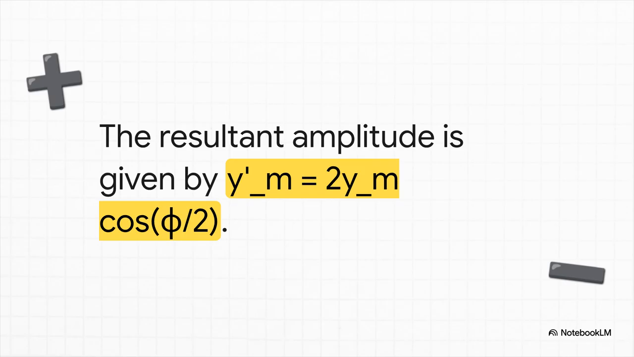When two identical waves meet, the new amplitude depends entirely on that phase difference, phi. If phi is 0, they're in sync. The cosine of 0 is 1, so the amplitude just doubles. Makes sense.